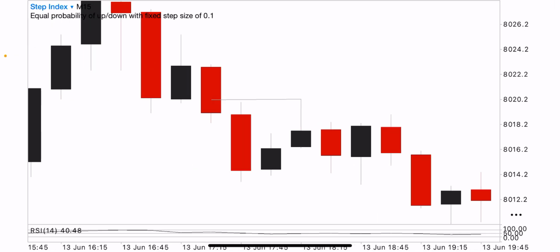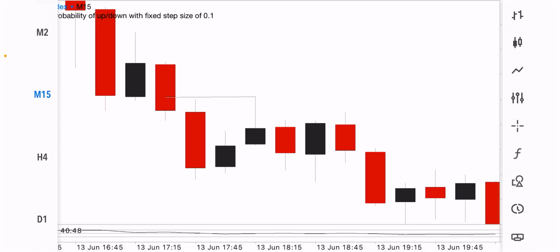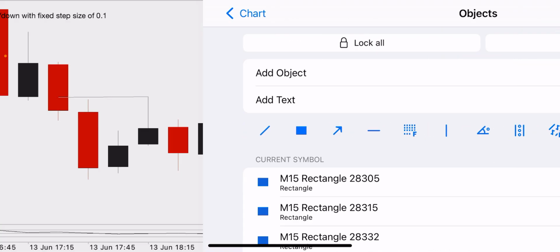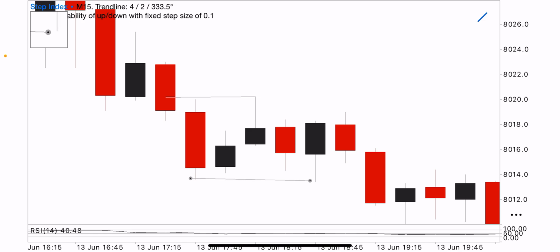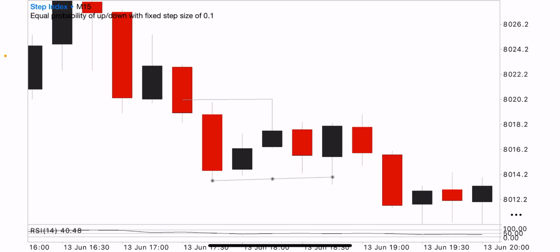So you see, it swept the high, and we have the low also that was swept.